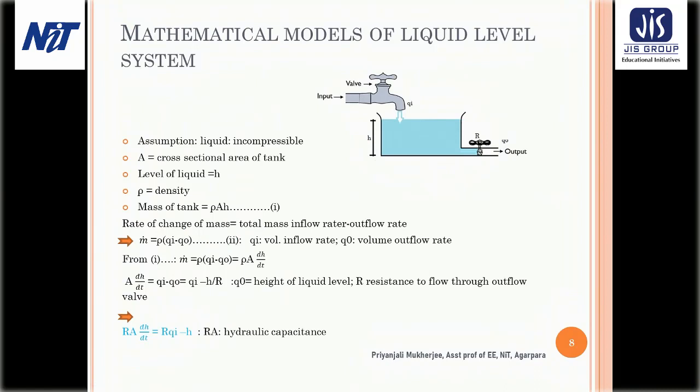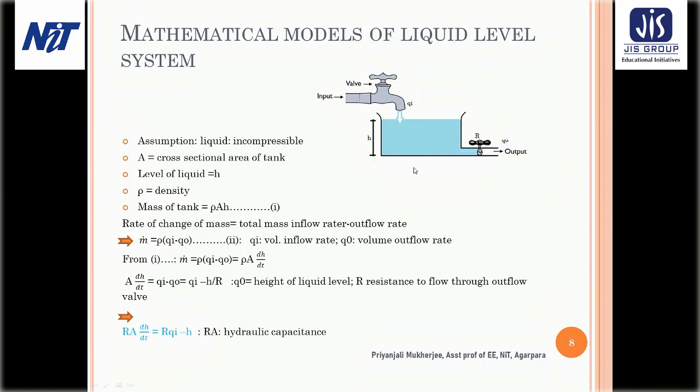Next is the mathematical model of the liquid level system. So consider a liquid level system over here, and through this tap the fluid is flowing into the tank, and one valve is connected to this, and Qi is the volume inflow rate of the system. Now, one valve is also connected in the output channel, and R is the resistance of this outflow, and Q0 is the volume outflow rate.